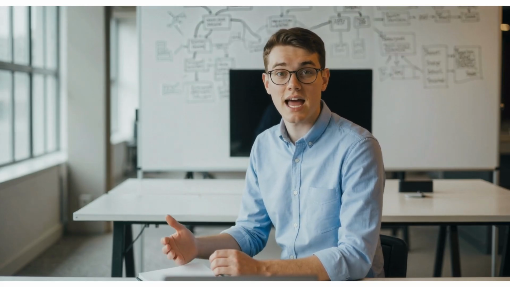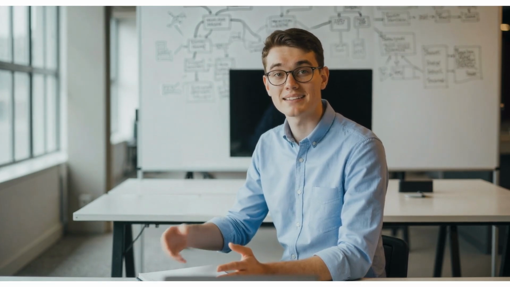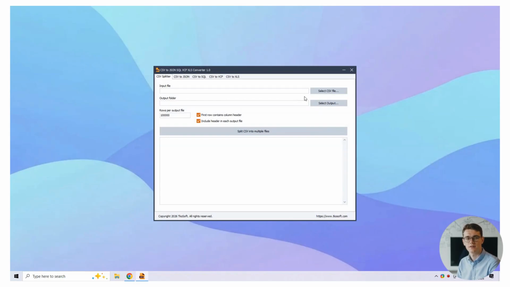The second program converts JSON, VCF, Excel, and XML files to CSV. It can also export XML data to XLSX. Together, these two converters help you move data both ways, from CSV to other formats and from other formats back to CSV. First, this program can split a large CSV file into smaller files.